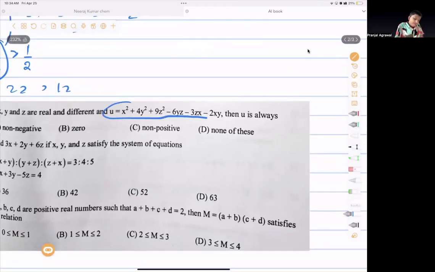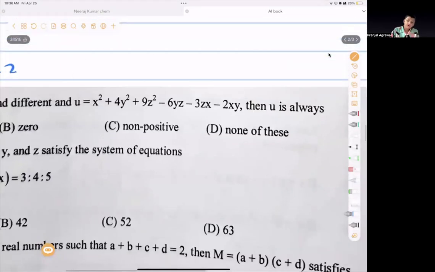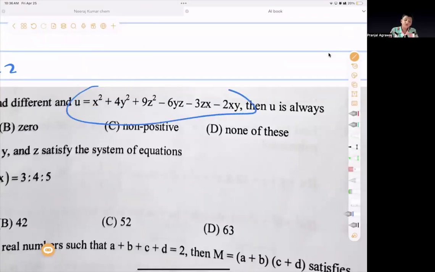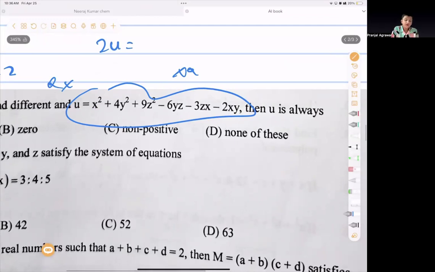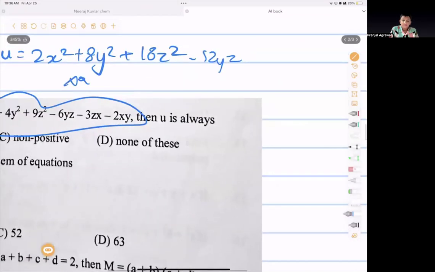This we will break up. Correct. Here in U, we will try to factorize this into squares. So if we multiply by 2 on both sides, we'll get 2U is equal to 2x square plus 8y squared plus 18z squared minus 12yz minus 6xz minus 4xy.